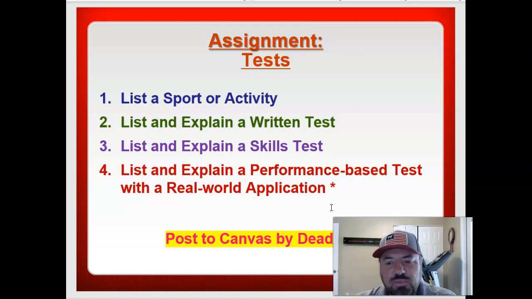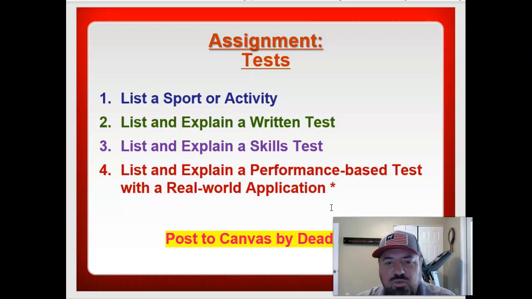Your number 2 is list and explain a written test that you could use to test basic knowledge about that sport or activity. Number 3 would be list and explain a specific skills test you could use for that sport or activity. And then number 4 is list and explain a performance-based test, something with a real-world application, just to see if you understand what that means.